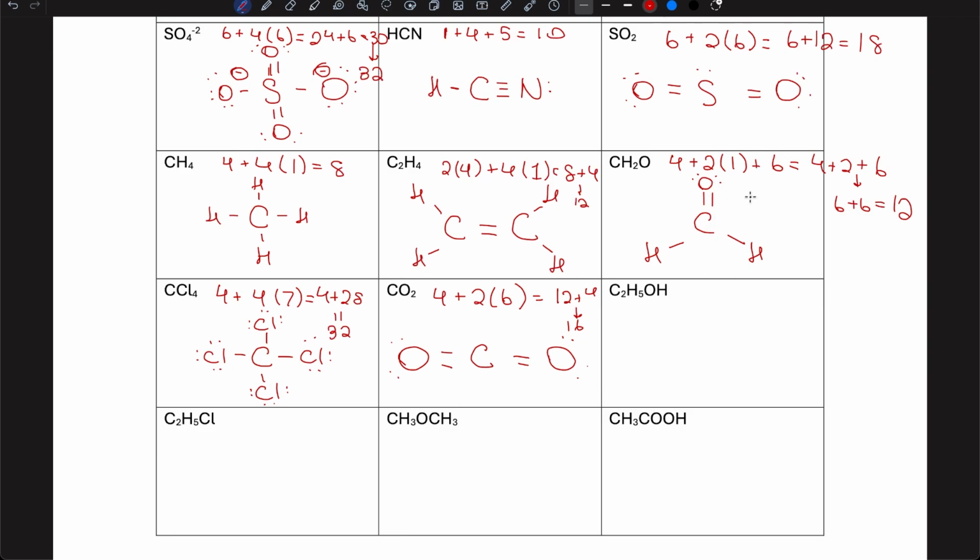The next problem, C2H5OH. Let's count it up. 2 times 4 plus 5 times 1 plus 6 plus 1. So we end up having 8 plus 5 plus 6 plus 1. So 13 plus 7, 20 valence electrons. Let's try to organize everything to give it exactly what it wants. Usually, carbons like to be surrounded by hydrogens.